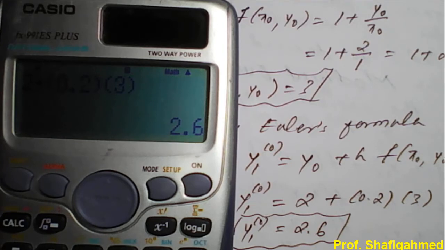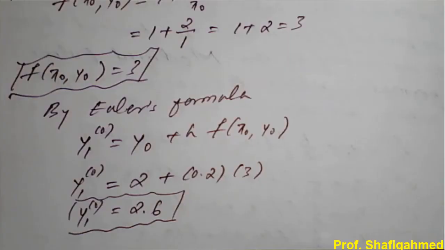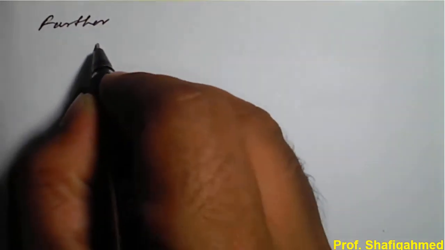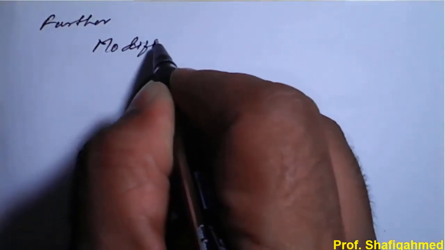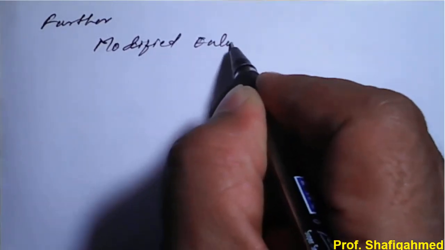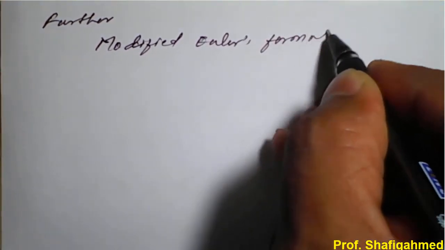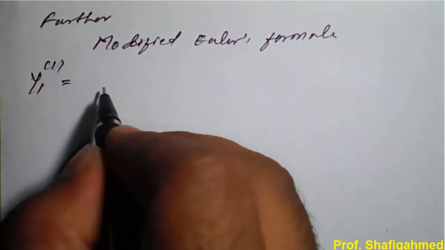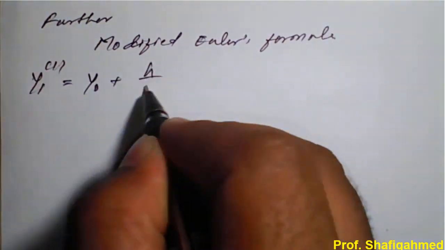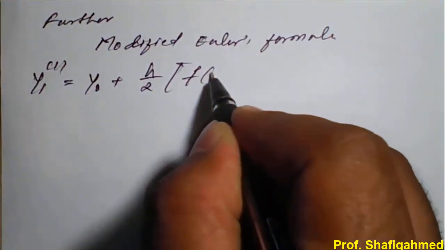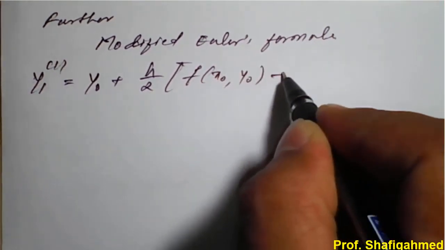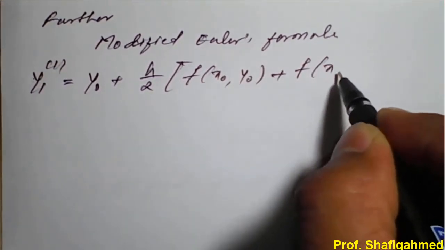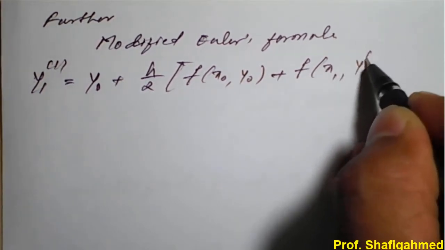What is that modified Euler's formula? Already we have seen. I'll write what the modified Euler's formula is now. Modified Euler's formula, that is first approximation, y1 of 1 is equal to y naught plus h upon 2 into f of x naught comma y naught plus f of x1 comma y1 of 0.